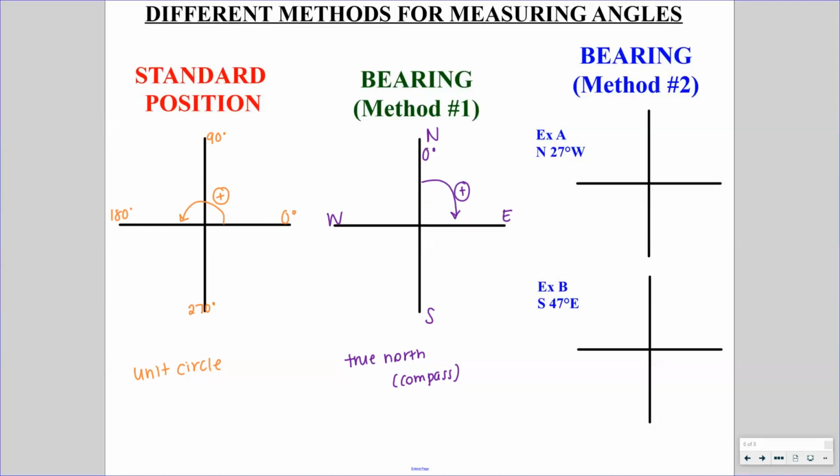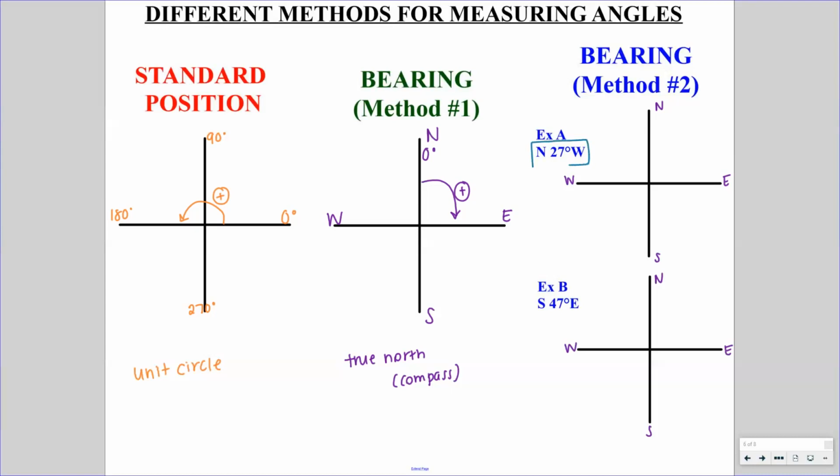Okay, the last one is bearing method 2. This one's a little bit different. It's still bearing, which means we're still going to start by labeling the directions, north, east, south, and west. In bearing method 2, just like bearing method 1, we will always start at a pole, either north or south pole though this time. All right, so in bearing method 1, we always start at the North Pole. Bearing method 2, it's going to be the North or the South Pole, depending on the measure we're taking.